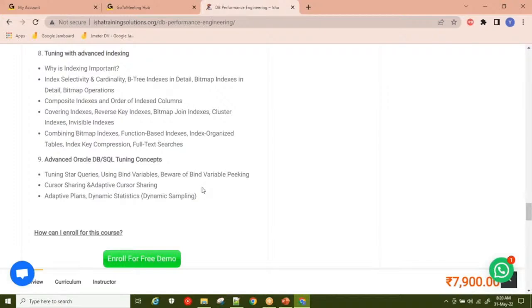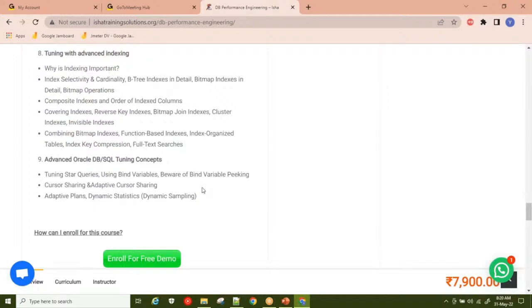Also, you learn, we will see some Oracle database queries with some execution plans, right? So in this way, overall, this course is fully into the DB.